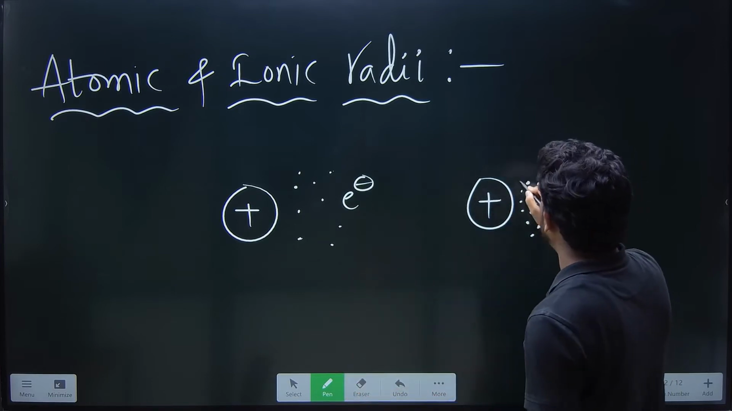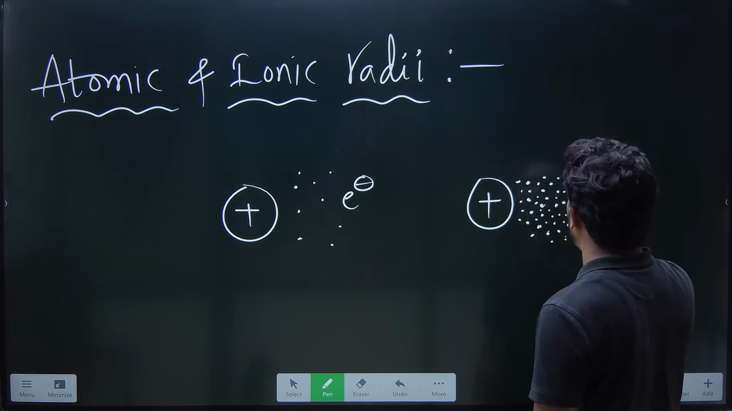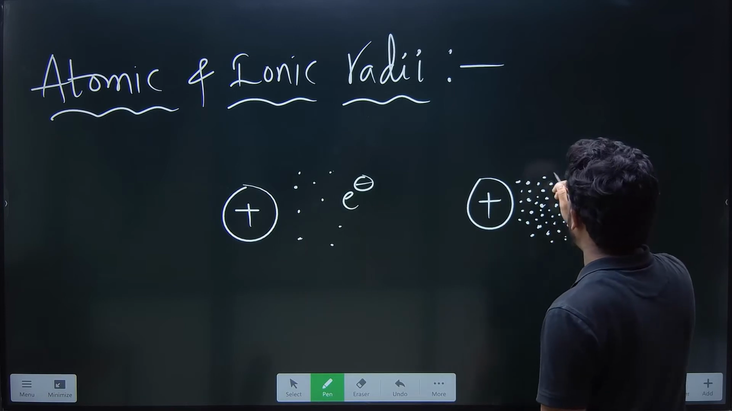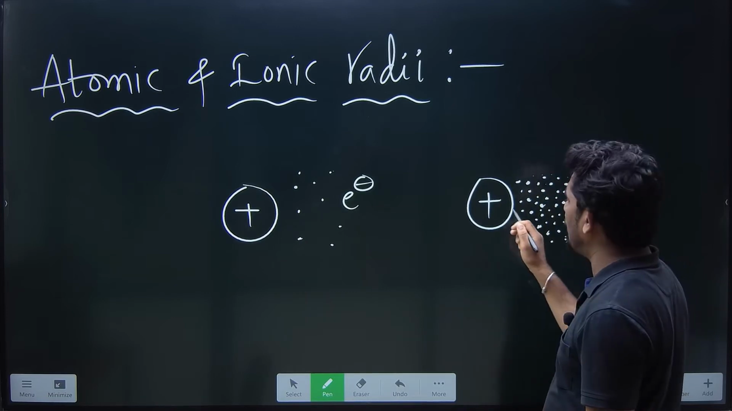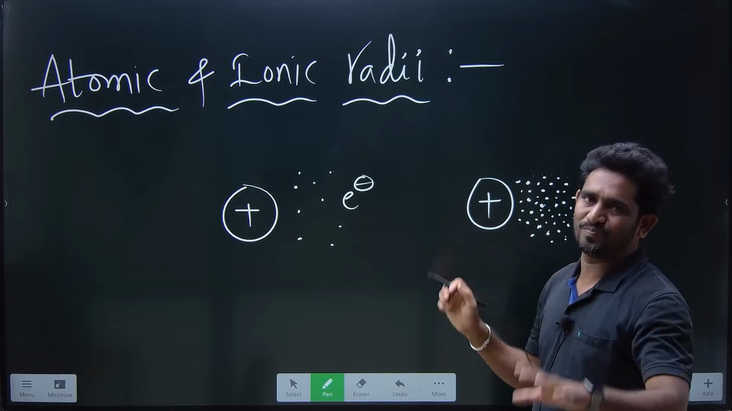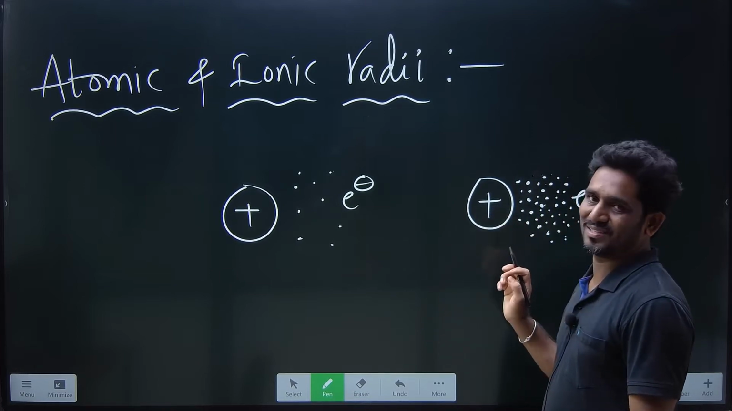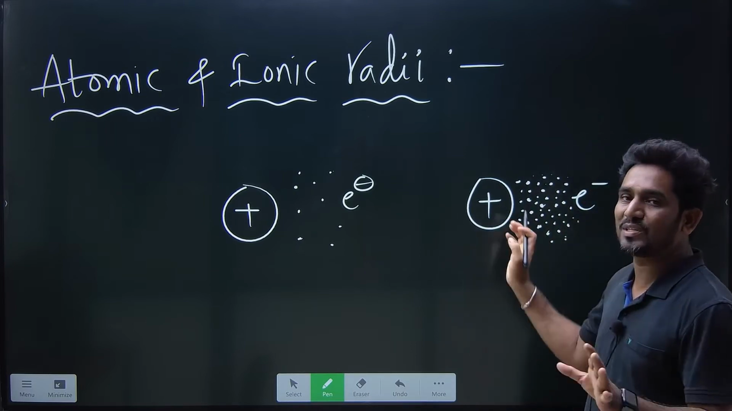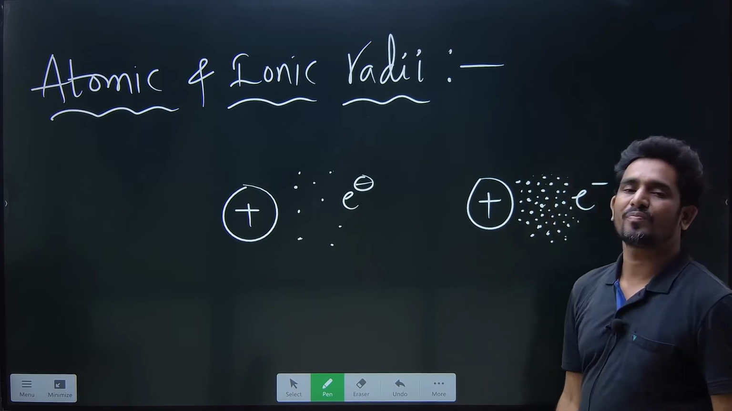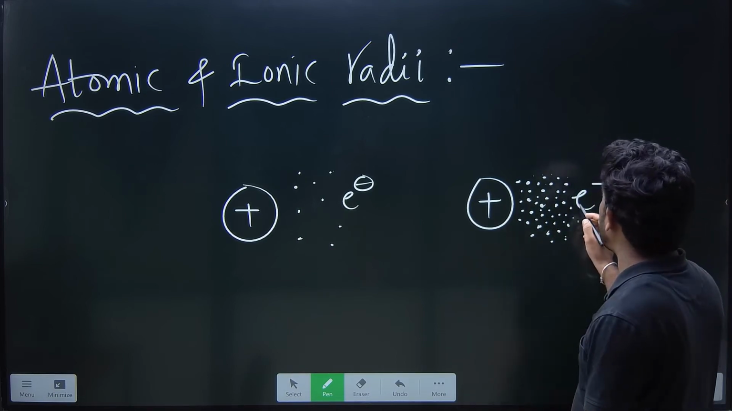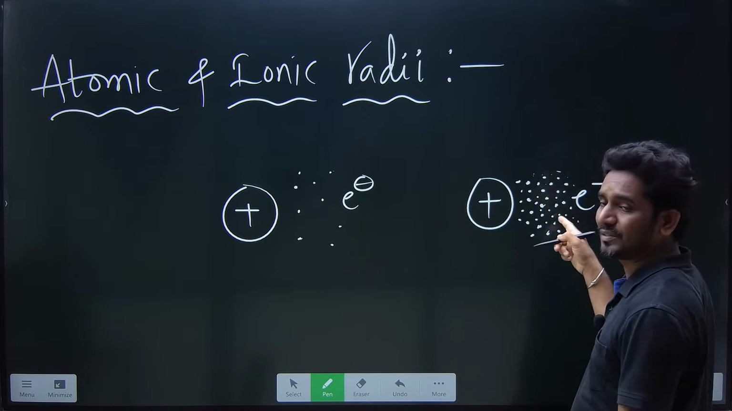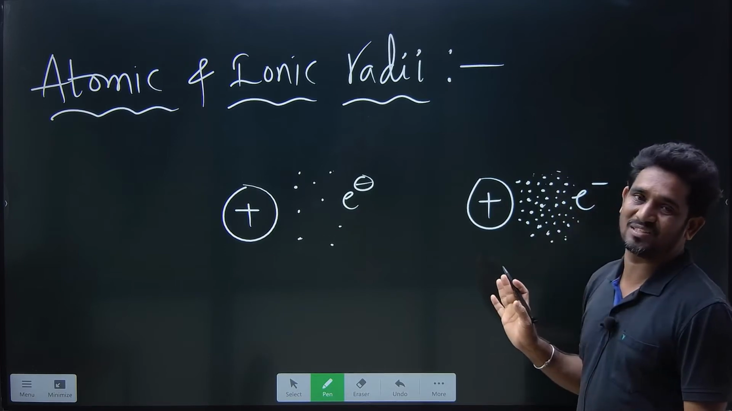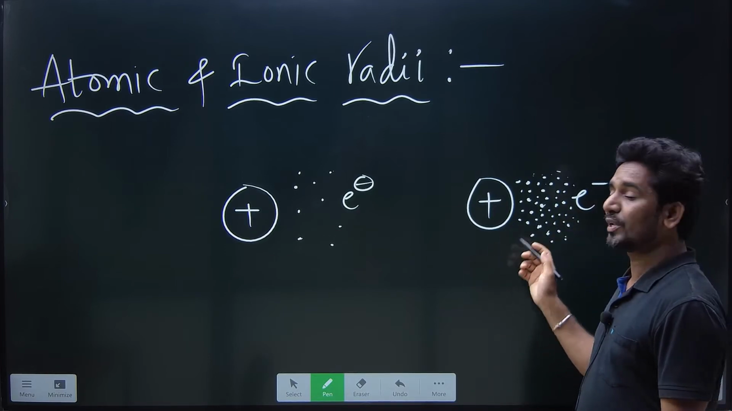There are many electrons inside. This is the outermost electron, and inside there are many electrons. If there are many electrons inside, will they attract the outer electron? No. They will protect the outer electron from the nucleus. These electrons will screen the outer electron from the nucleus. Screen means it will protect the outer electron. Meanwhile, electron repulsion takes place, right? If there are many electrons inside, electronic repulsion takes place.